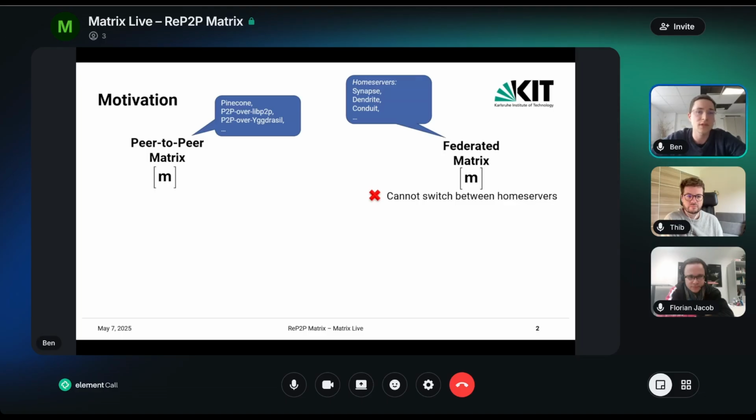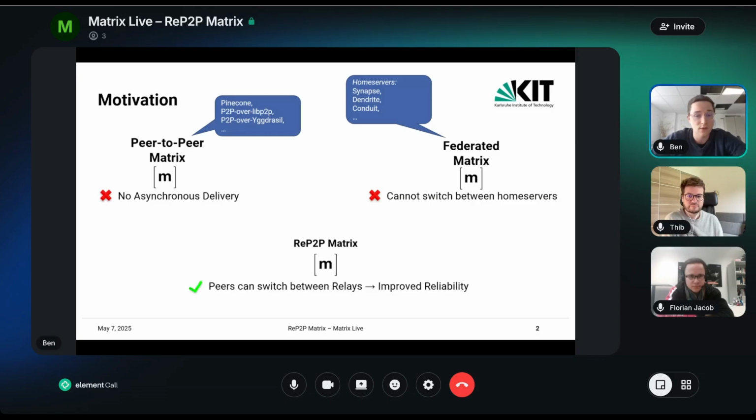We've seen several different implementations based on Pinecone, P2P over LibP2P, and Yggdrasil. And one major problem is that P2P Matrix does not allow asynchronous delivery. So peers have to be online at the same time in order to send or receive events. Our work is called ReP2P Matrix, where peers can switch between relays, which improves the reliability. And also it provides asynchronous delivery, which means improved performance.